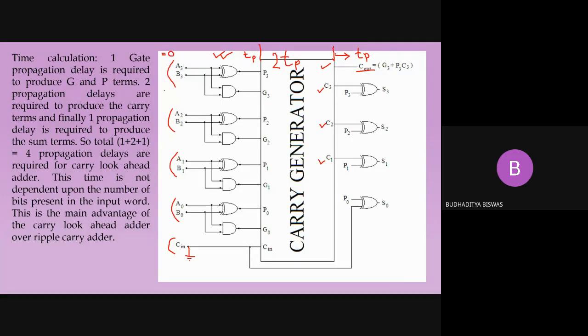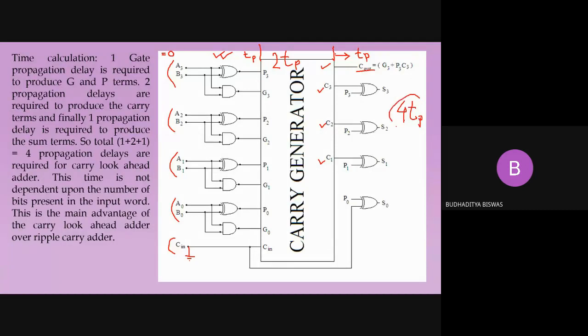So here we require TP time. Inside this one we require 2 TP time, and after this one we require again TP time. So how much time is total required? Total required 2 TP plus TP plus TP. That means total 4 propagation delay times are required in this particular adder. Total 4 TP time is required.